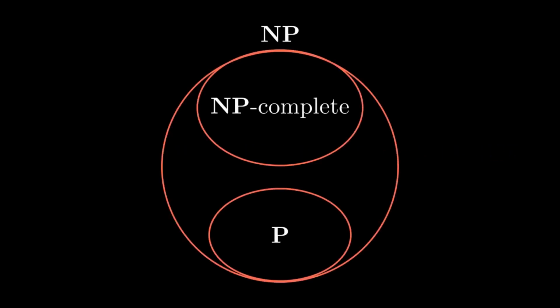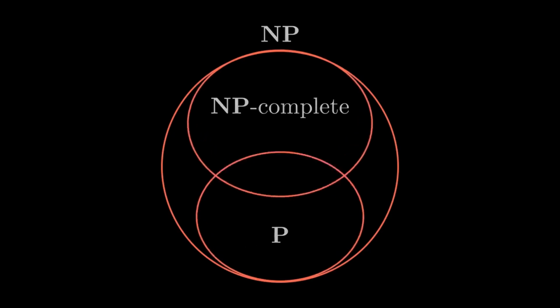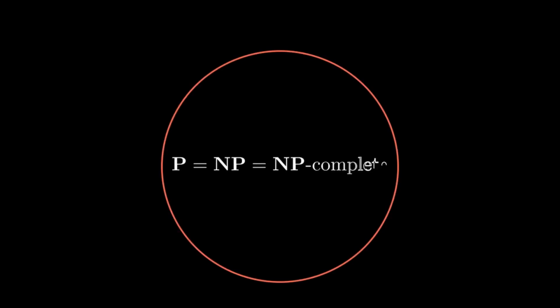The set of problems that satisfies this criterion is known as NP-complete. In fact, every NP-complete problem is just as hard as every other NP-complete problem. If we could find a polynomial time algorithm for one, we could find a polynomial time algorithm for all of them, implying P equals NP.